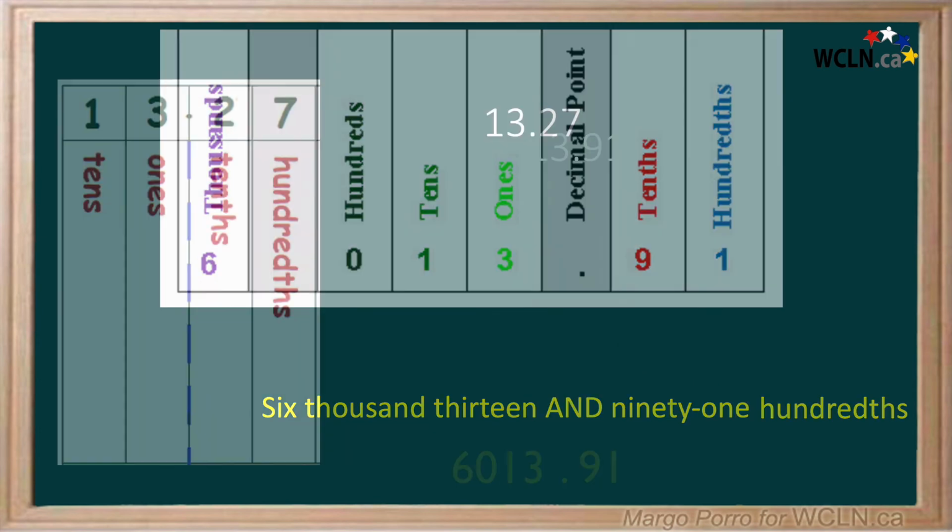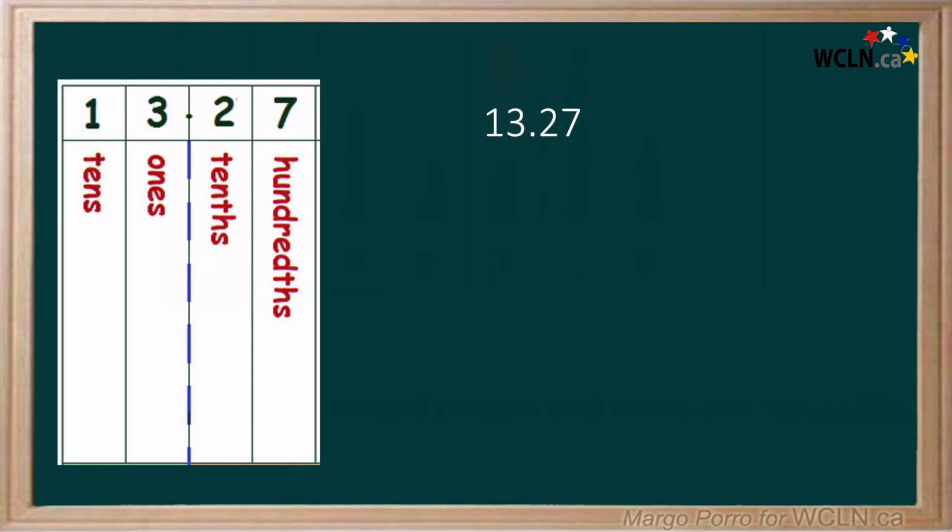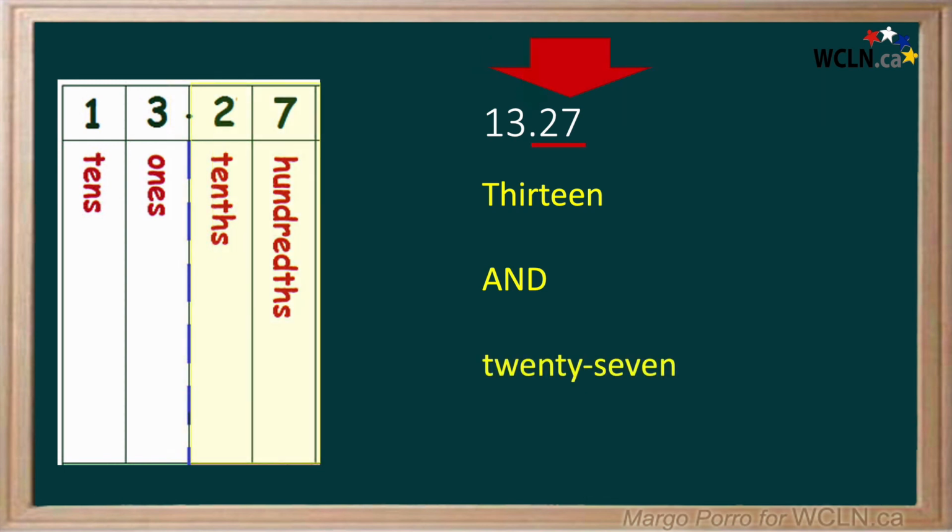Let's take a look at another example. We say the whole number 13, followed by "and" for the decimal. Then you put the 2 and 7 together to say 27. Finally, you follow this by the place value of the last digit. The last digit is in the hundredths place. Put it all together and you would read this number 13 and 27 hundredths.